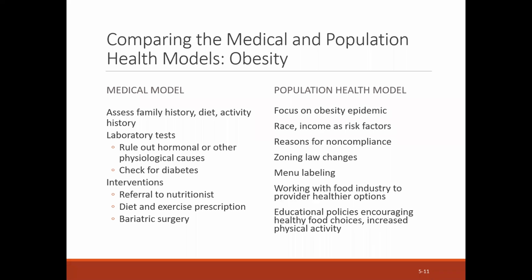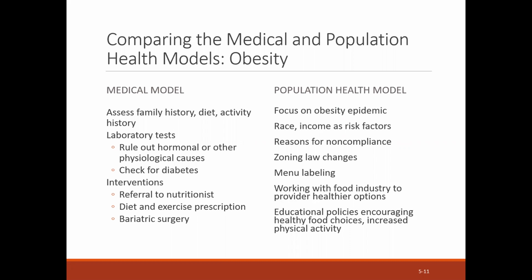Then when we look at obesity from the population health model, we're looking at, again, that population level, with a focus on the obesity epidemic. We may look at other factors that contribute to poor health outcomes and what the research does support for obesity. So we know that race and income are risk factors for obesity, so those might be some opportunities to address obesity within those specific areas. Reasons for non-compliance, maybe it's looking at the environment. So zoning law changes so people can be physically active in their neighborhoods. They may not have safe neighborhoods to be physically active in, and so maybe it takes some policy to change some of those zoning laws.